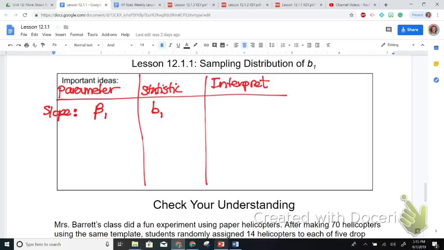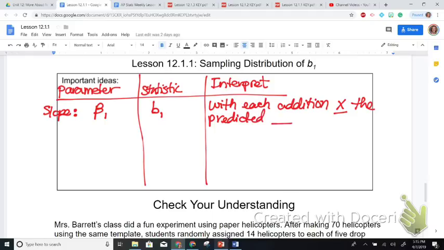If we are asked to interpret the slope, we're going to say something like, with each additional, and we'll fill in the blank with whatever the x context is, the predicted, again, fill in the blank with whatever the y value is, either goes up or goes down based on whether the slope is positive or negative by blank amount. That's whatever your slope is.